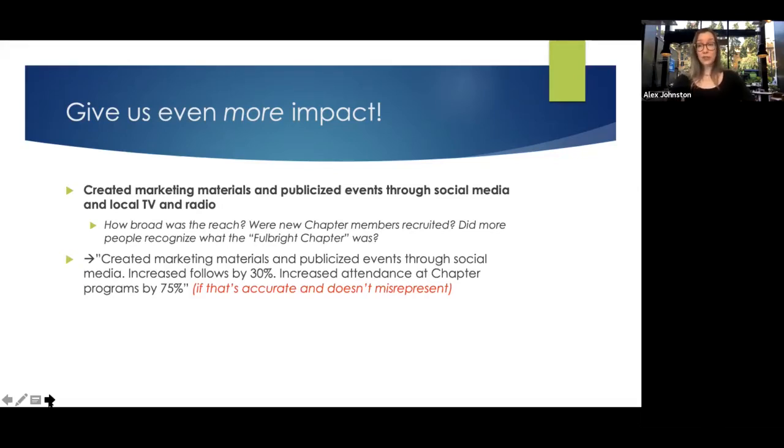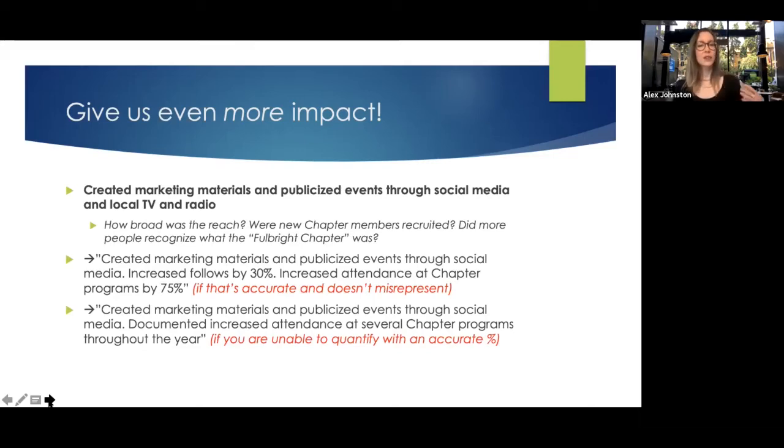Okay, the caveat here is when you're using your stats, you want to make sure that they're accurate and that they don't misrepresent your impact. So if you were getting 4 people to come to your chapter program events before you started your media campaigns, and afterwards you have 7 people coming, I really don't want to use a statistic such as increased attendance by 75%. That sounds more impressive than it maybe is from going from 4 people to 7 people. So if you can't quantify in that regard, you might just want to say, created marketing materials and publicized events through social media, documented increased attendance at several chapter programs throughout the year.